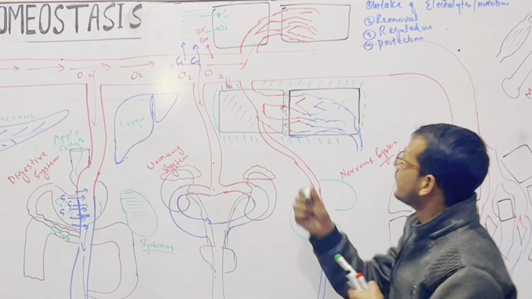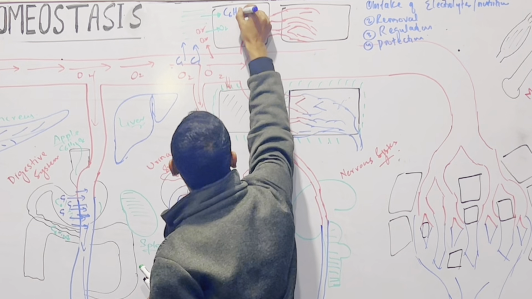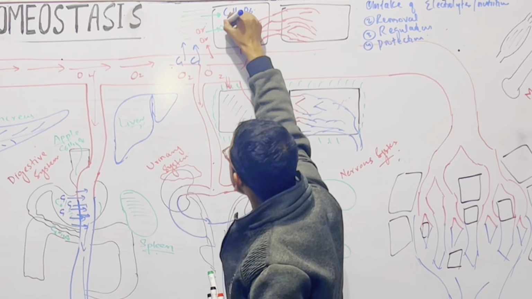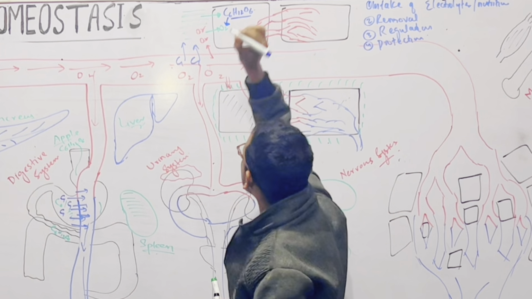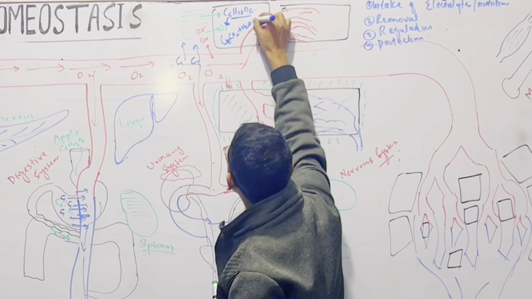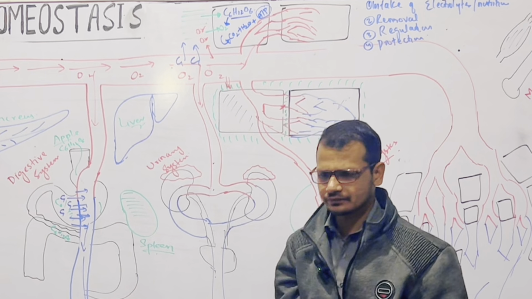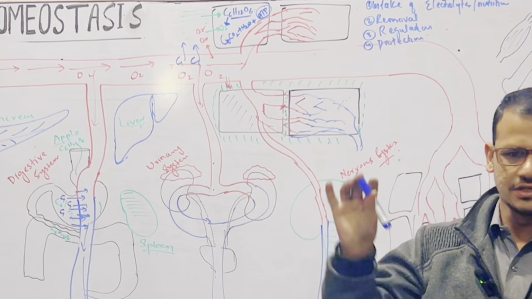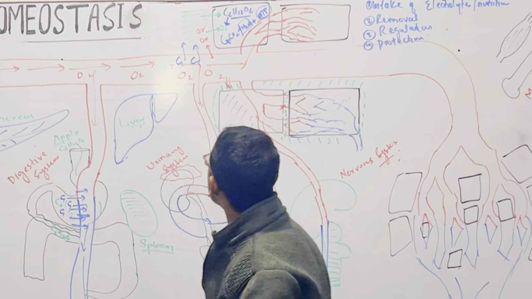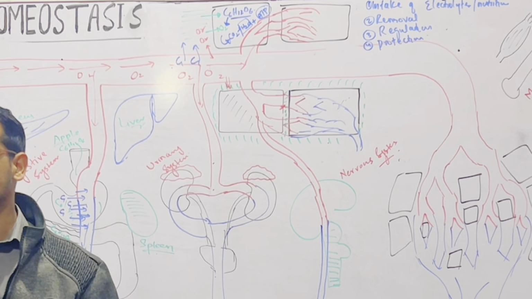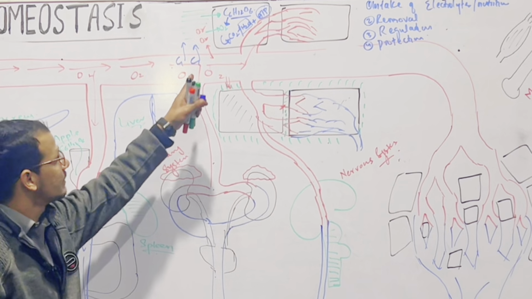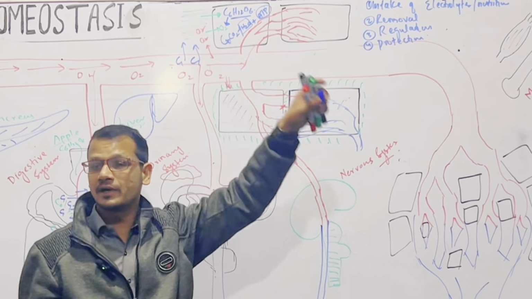What is the empirical formula of glucose? C6H12O6. This oxygen will react with glucose and break the glucose into carbon dioxide, water plus ATP. The ATP is energy. We will discuss it in glycolysis and the electron transport chain. But this water, I already told you our body is approximately 60 to 80 percent water. Water also comes from metabolism. This reaction is called aerobic respiration.